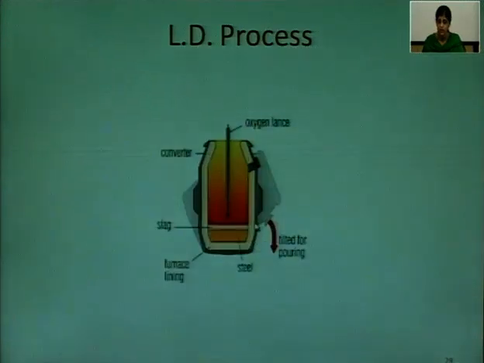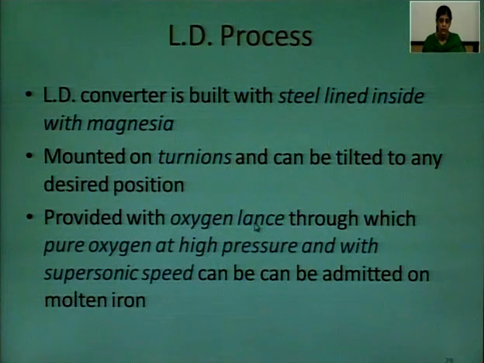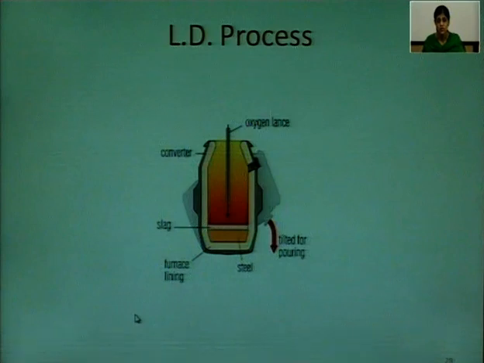As I have shown you, it can be tilted to whatever position you want. Then it is provided with an oxygen lens through which pure oxygen at high pressure and with supersonic speed can be admitted onto the molten iron. The oxygen sent from here will be at very high pressure and at supersonic speed. Supersonic speed means the speed is greater than the speed of sound.